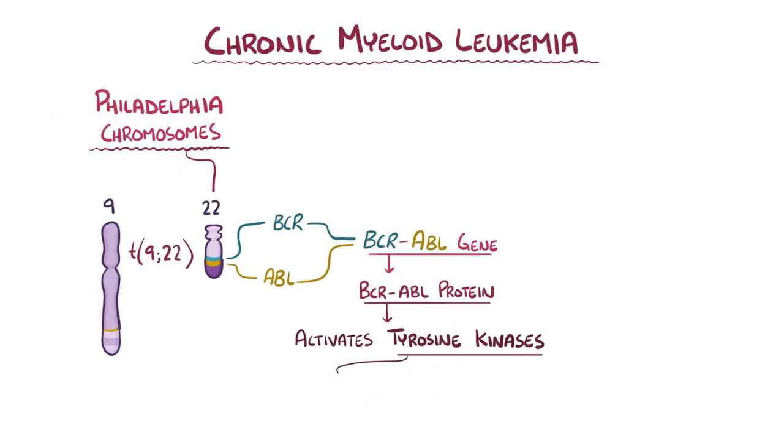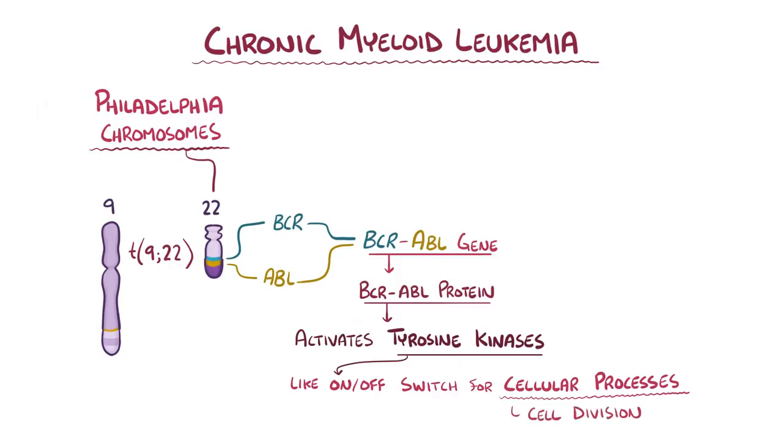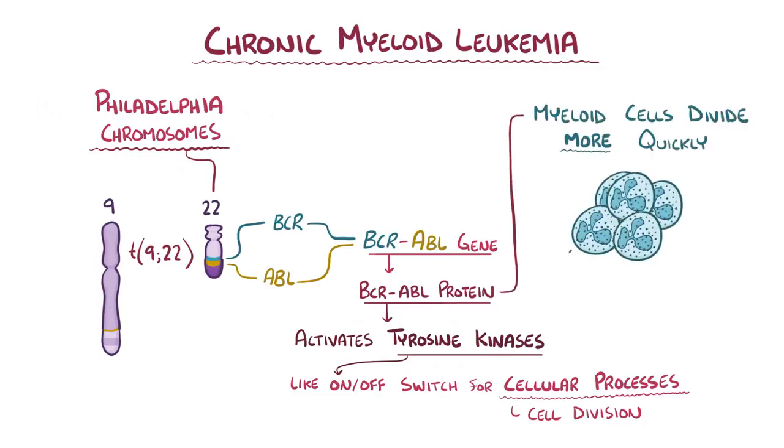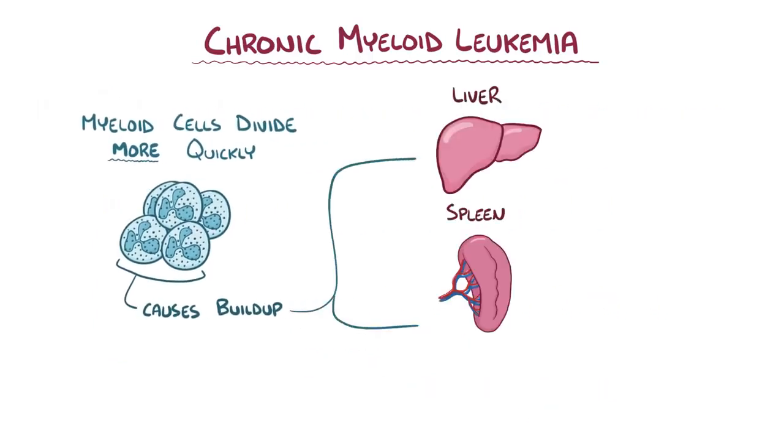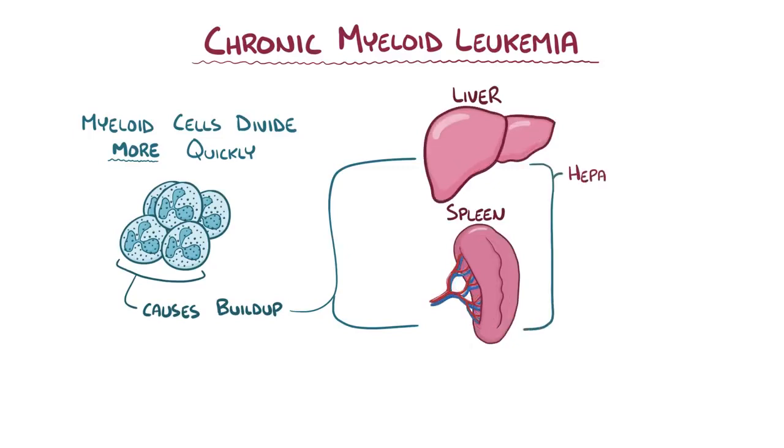Now, some of these tyrosine kinases are like on-off switches for various cellular functions, including cell division. So when the BCR-ABL fusion protein turns on these tyrosine kinases, it forces myeloid cells to keep dividing quicker than they should, which causes a buildup of premature leukocytes in the bone marrow that eventually spill into the blood. The premature leukocytes then move to the liver and spleen, causing swelling of those organs or hepatosplenomegaly.